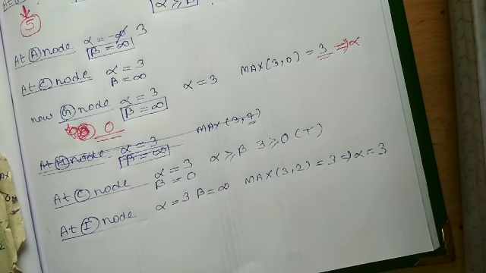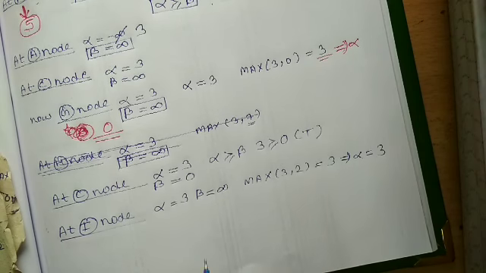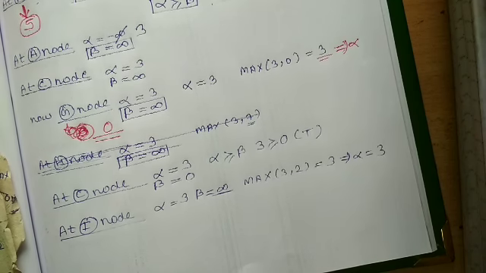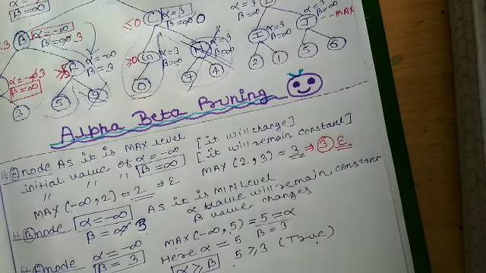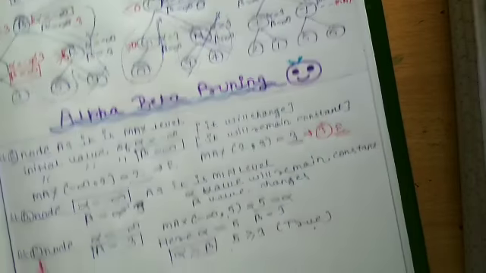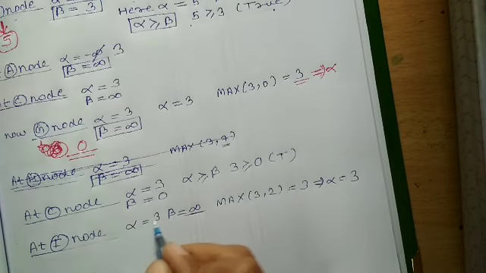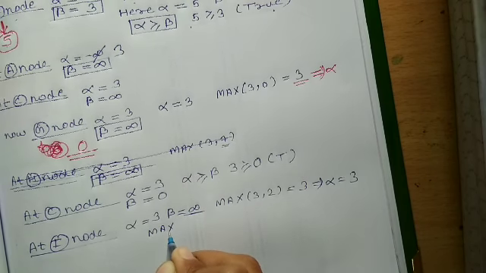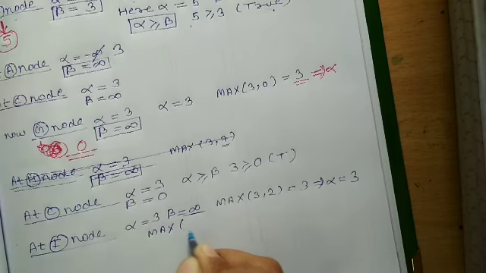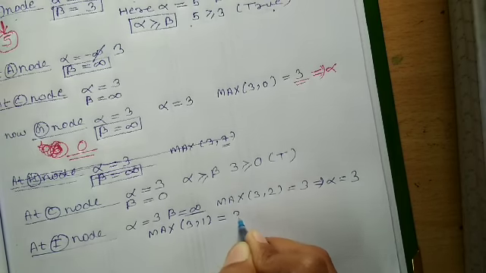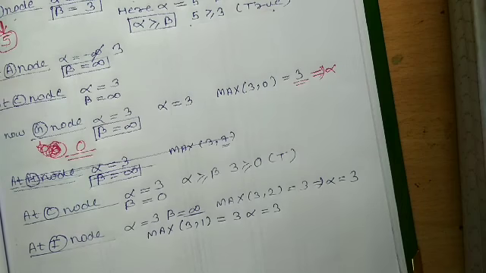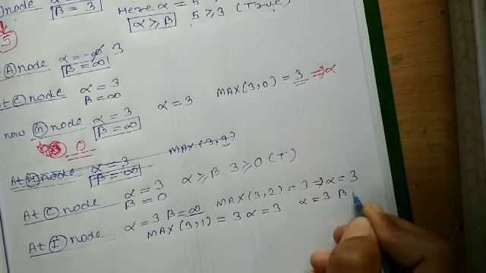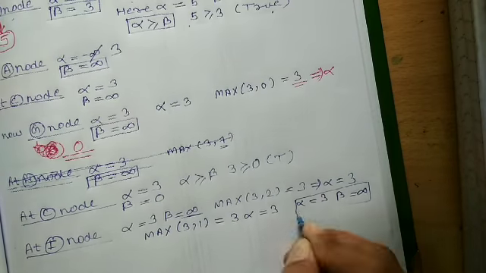Okay, and after this just check the next child. And is there any condition alpha is greater than or equal to beta? No, because beta is infinity. Next child of I is 1. You can see from here 1. So just check it also. Maximum of 3, 1 is equal to 3. So alpha value will remain 3 only. So at I node alpha is equal to 3, beta is equal to infinity. There is no need to worry about it.